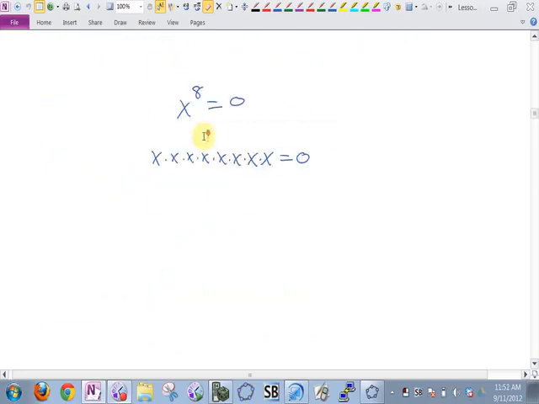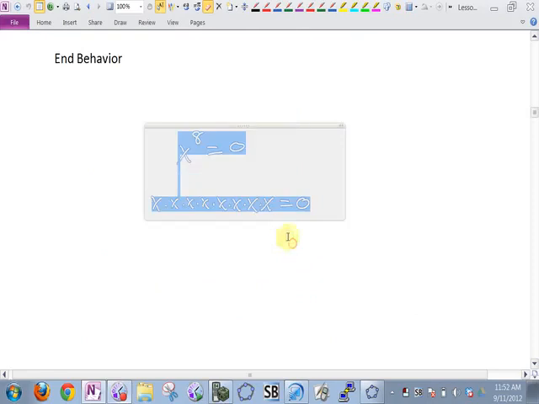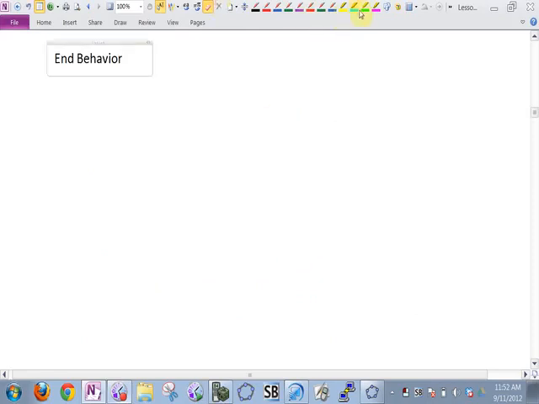Next, let's talk end behavior. Why don't you go ahead and copy paste 4 axes onto your paper?